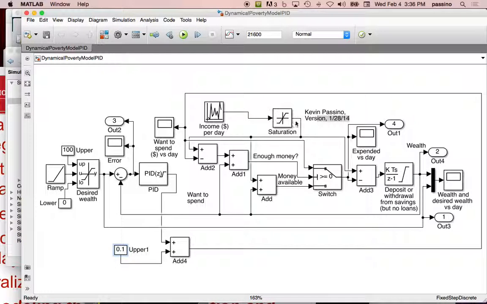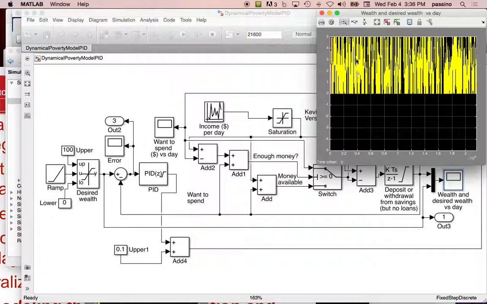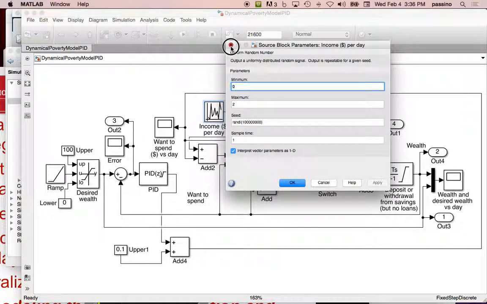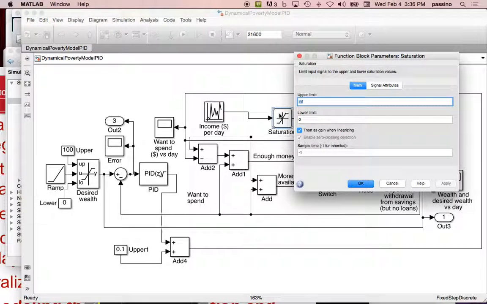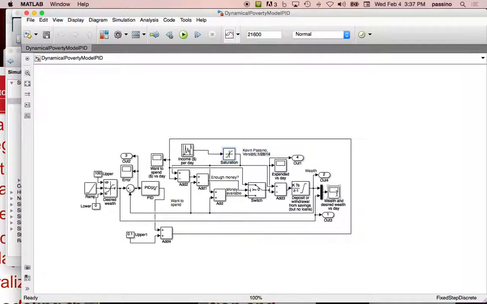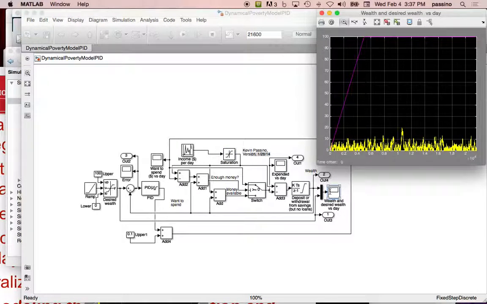Save. Run. What's it essentially doing? I've got to make sure that's set correctly. That's set correctly. What's it essentially doing? It's like theft from the system. That's the way it's behaving, because I'm destroying my ability by overspending. I'm destroying my ability to regulate my wealth.